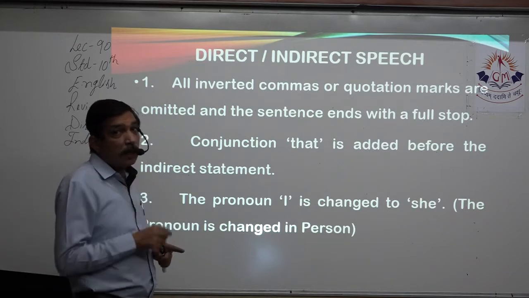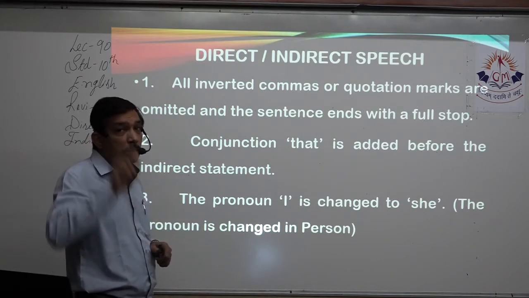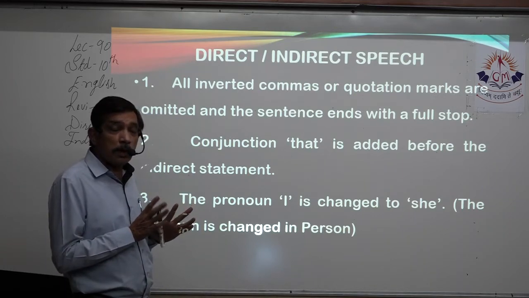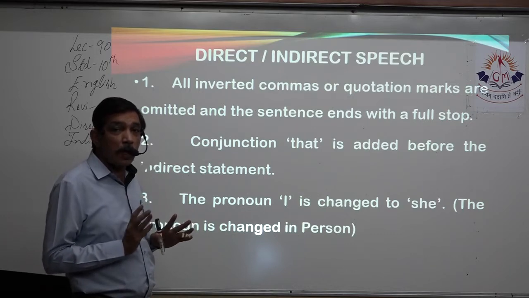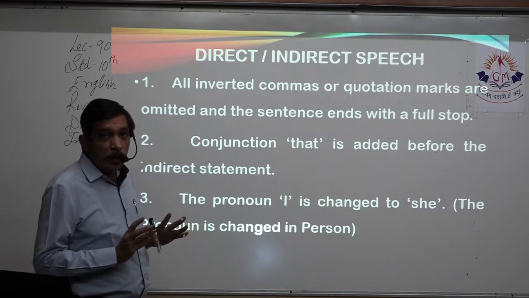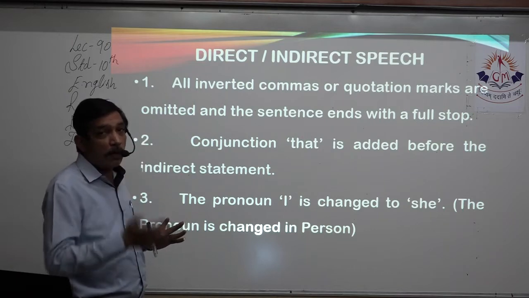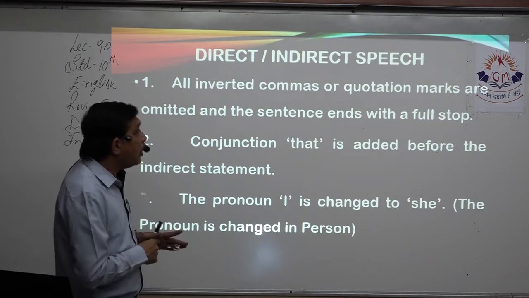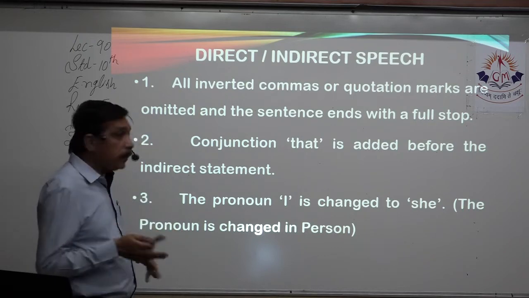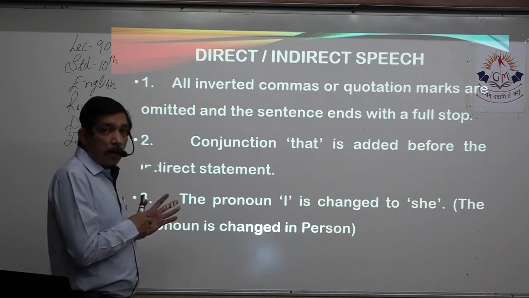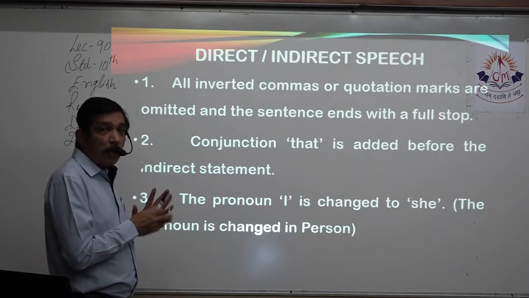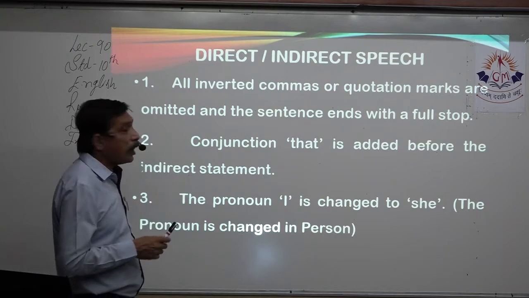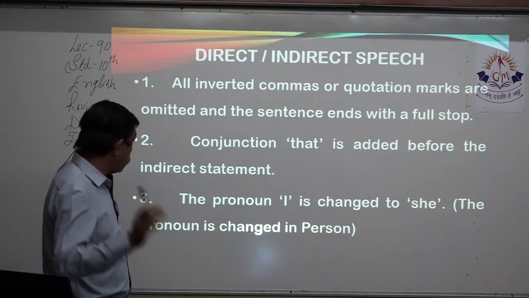The sentence ended in direct speech with an inverted quote. Whatever your sentence is, it ends with one of three things: a full stop, an exclamation mark, or a question mark. You have to put the inverted quote after that. So the sentence ended with an inverted quote. When we turn it into indirect, the comma after the reporting verb and the quotation marks disappear, or we omit them, and the sentence will end with a full stop.